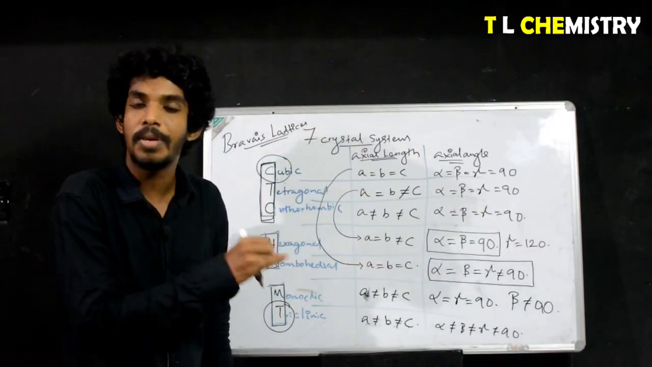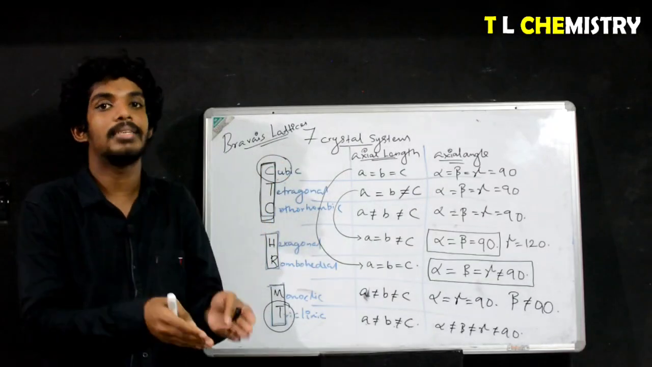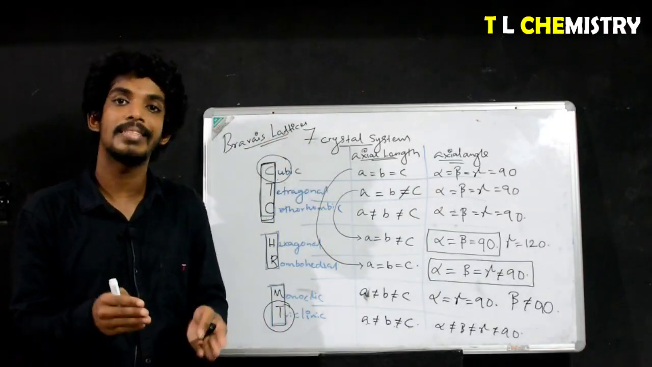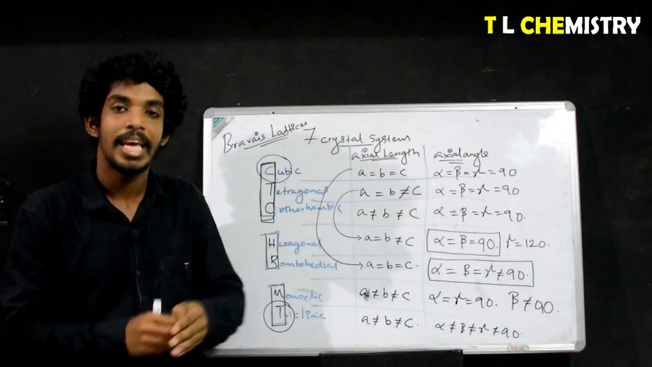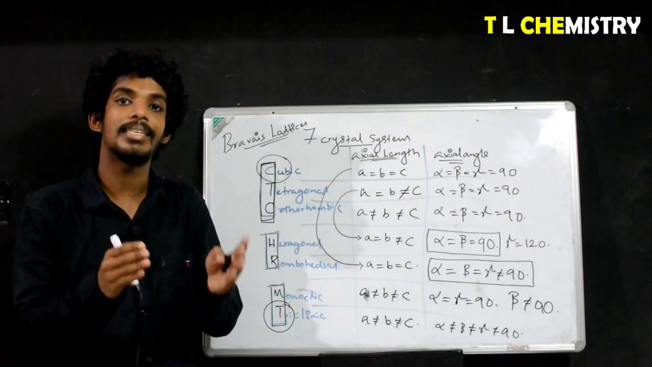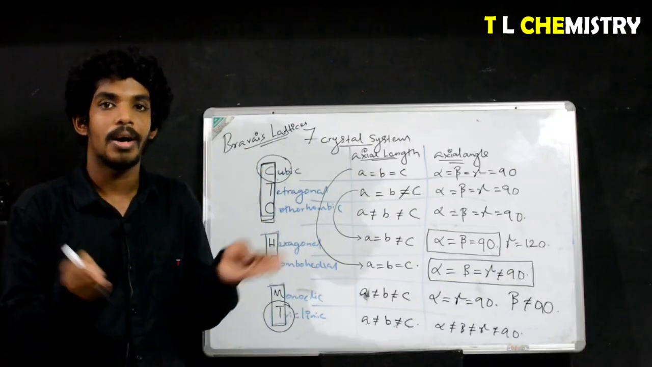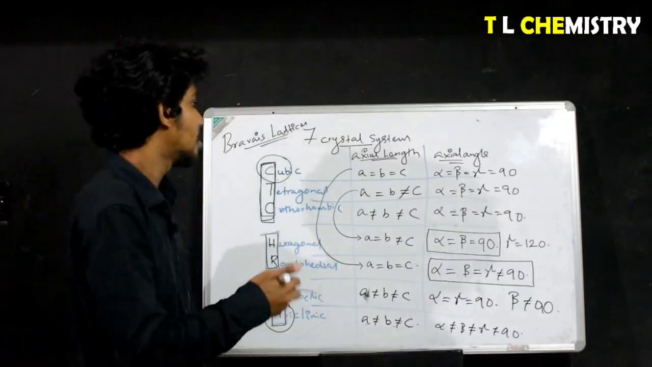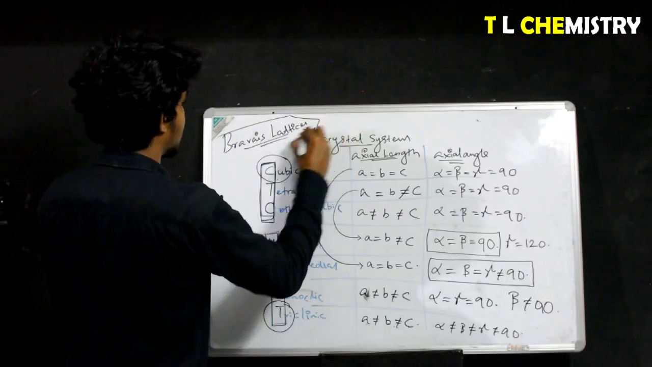In the simple cubic system, the particles can be seen only at the corners. In the body centered cube, the particles can be seen at the body center and also the corners. In the face centered cube, the particles can be found at the center of the faces and also the corners. Clear? These are generally called Bravais lattices.